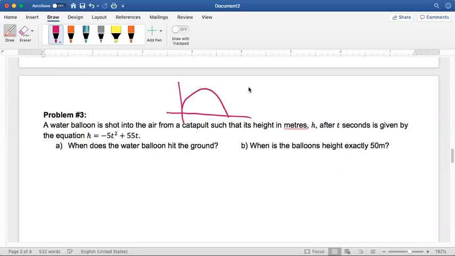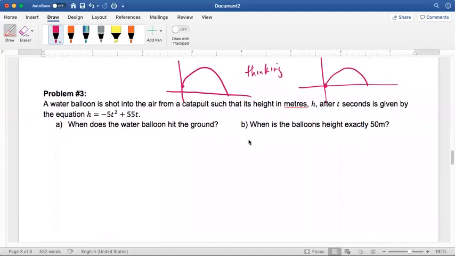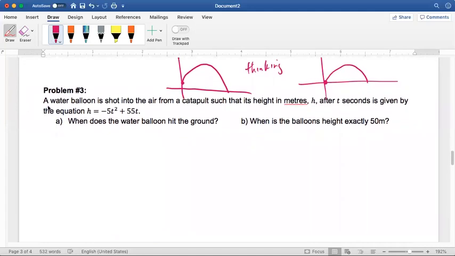So this is what you should be thinking, that it looks like that, or even it looks like this with the starting point at 0. Here it's not at 0. So it's one of these two scenarios. So let's see what we can do with this. So we want to know, when does the ball hit the ground? Well, that happens when h is 0.